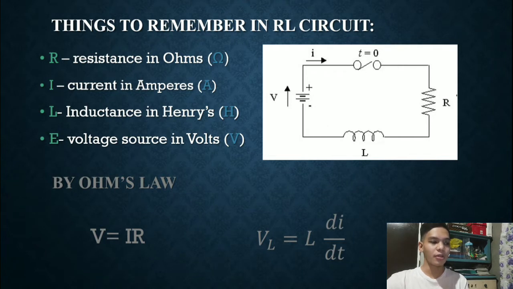By Ohm's law, you can compute the voltage drop in the resistor by getting the ampere flow in the resistor and the resistance present in the resistor. But to get the voltage drop in inductance, you must get the inductance first, multiply it by di over dt.